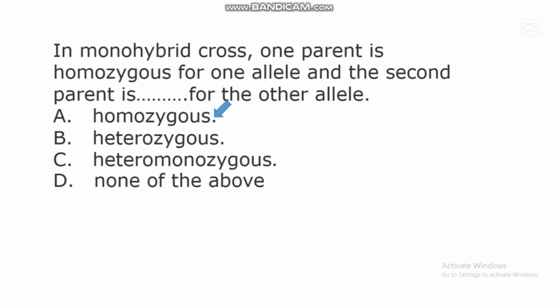Homozygous. So research has shown that during monohybrid cross, one parent is homozygous for one allele and the second parent is also homozygous for the other allele. Different researchers in the field of genetics have studied this and discovered that in monohybrid inheritance, or monohybrid crossing, one parent is homozygous for one allele and the second parent is also homozygous for the other allele.